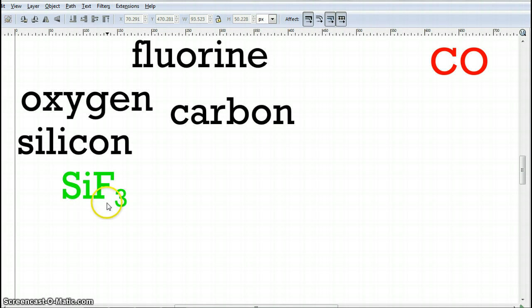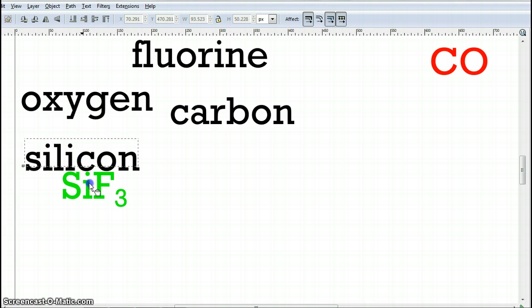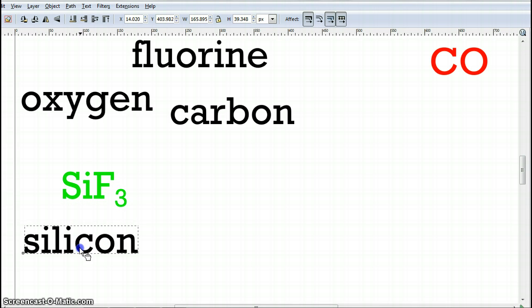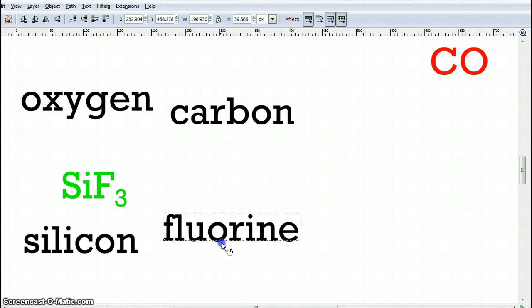That means we will use the prefix method of doing this. So we're going to bring silicon down. This is the name of our first element, silicon, and the F is fluorine.